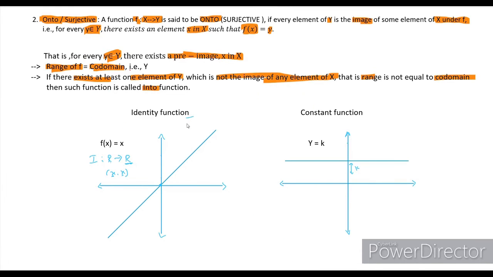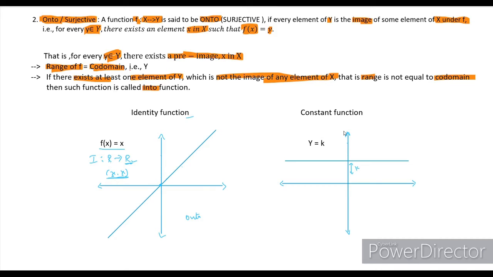Now, let us take identity function as an example. The function is f of x is equal to x. This is how it is written. Identity function is from R to R, set of real numbers to set of real numbers. And the graph of the function is a straight line passing through the origin, making a 45 degree angle with the x-axis. So, consider any point on this graph. It is always (x, x). So, every element of the codomain set, that is set of real numbers, has a pre-image in the domain set. So, this is an onto function.